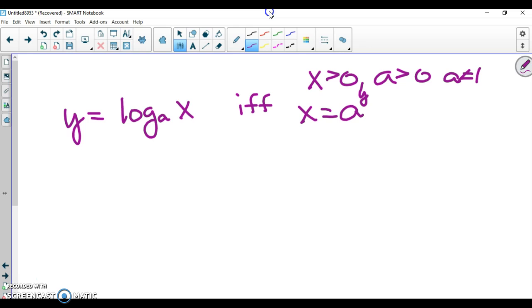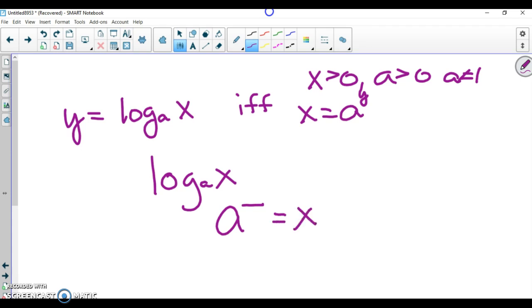When evaluating logs, remember that a log is an exponent. This means that log base a of x is the exponent to which a must be raised. A must be raised to what power in order to equal x?